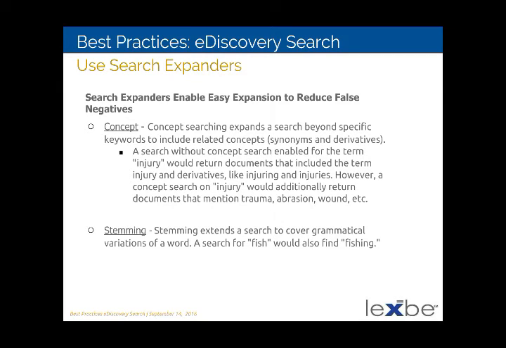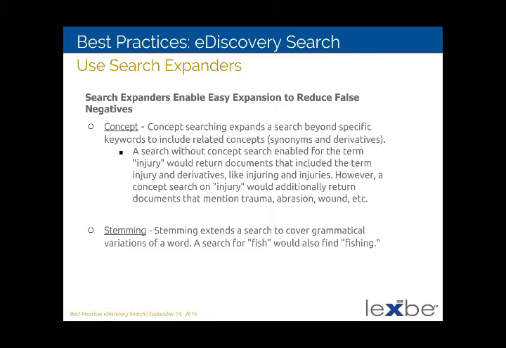The next search expander that we'll talk about is concept. I think that concept is one of the best tools to use when you're looking for a search beyond a specific keyword to related concepts. So we're talking about a search with concept enabled for the term injury. You're going to return documents that include the term injury as well as its derivatives like injuring and injuries. But it will also return a concept search on injury that would mention the words trauma, abrasion, wound.